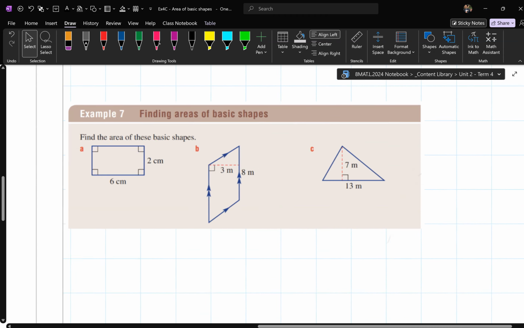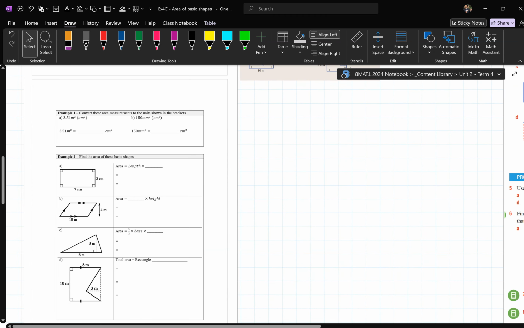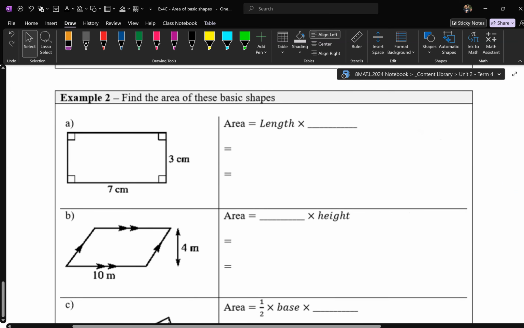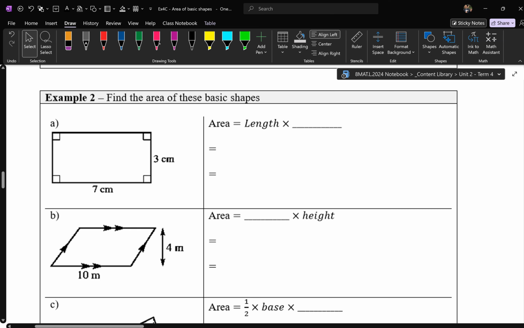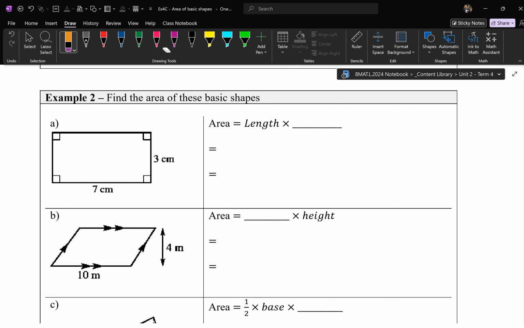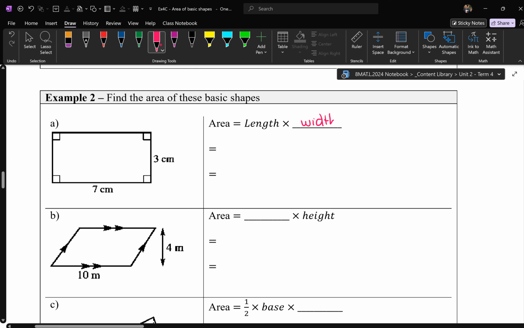Okay. Here's some problems as an example, which I think is on this page over here. You have to first identify what shape. Well, clearly the first one, A, on the other side of your sheet, is a rectangle. The area of a rectangle is length times width. The length is usually the longer side, so that's 7, times the width, the shorter side, which is 3. So that gives you 21. But don't just write 21. I want to see you write area units, which is squared centimeters.